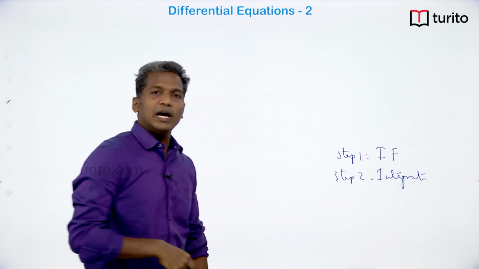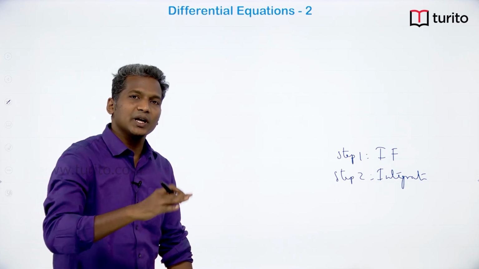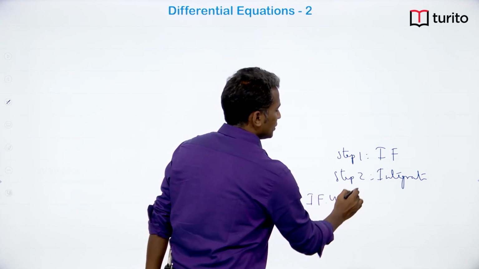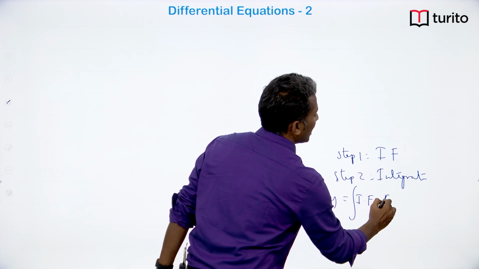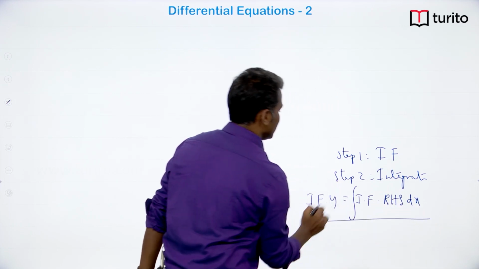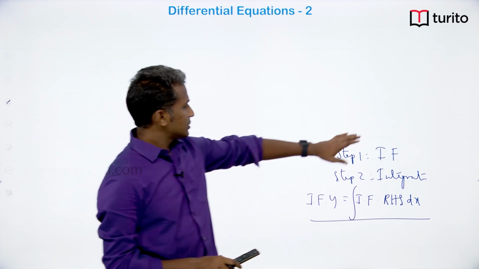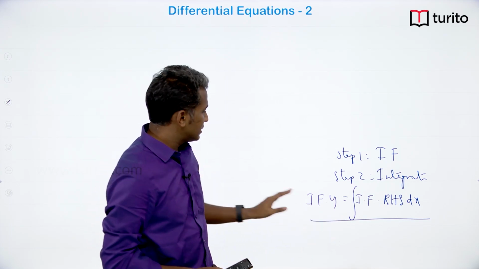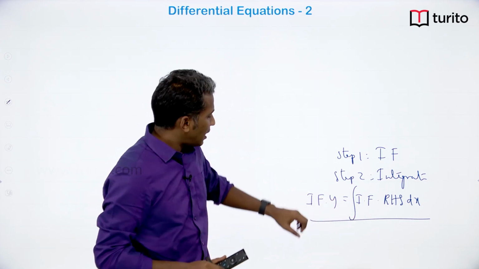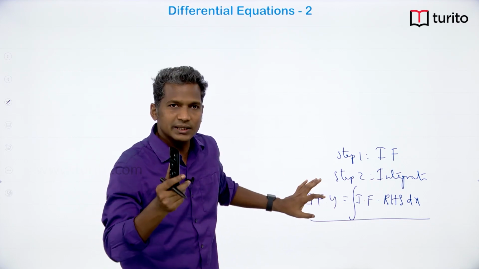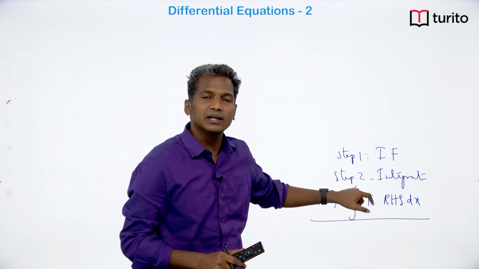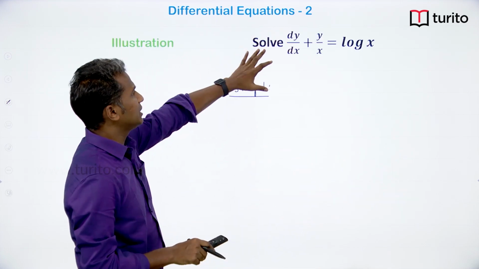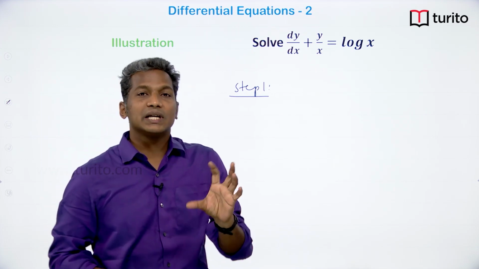Okay. Now while integrating, what happens is LHS becomes exact derivative. So IF into y is equal to integral of IF into RHS dx. That's it. This is the idea that you have to remember. So step 1 is getting the IF, that means integrating factor. Step 2 is integrating it. While integrating, integrating factor into y will come in the LHS, and in the RHS, integrating factor into RHS must be integrated. That's it. Okay. Now let us solve this question and let us see what exactly is this method.